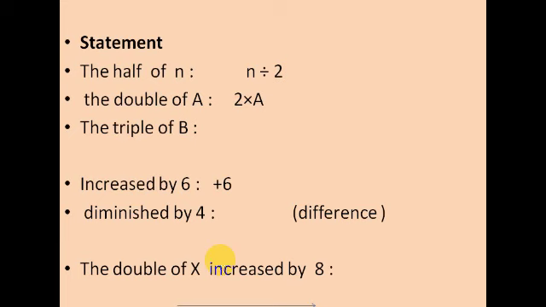Let's move to the statement first. When we say the half of n, what do we mean? It means n divided by 2. The double of a means 2 times a, or a times 2, it's the same, so we multiply a by 2. The triple of b, what do we mean? Yes, we multiply b by 3.